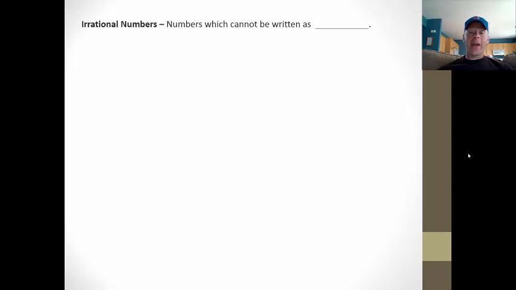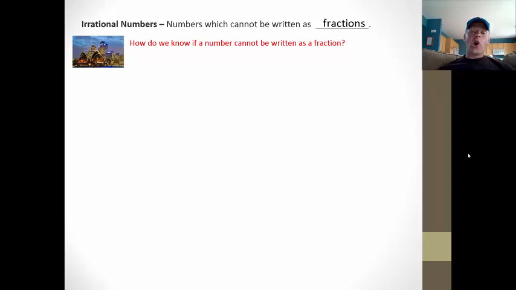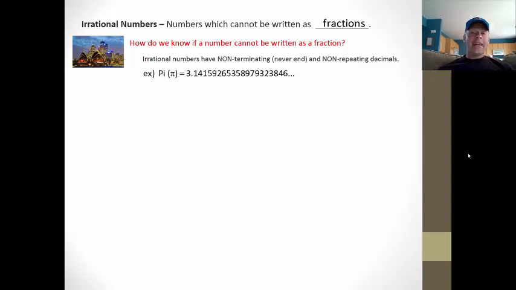Well, that's going to be our irrational numbers. These are numbers that cannot be written as fractions. So we know what kind of decimals and numbers can be written as fractions. So what kind of numbers cannot be written as a fraction? Well, any number that has a non-terminating decimal, meaning it never ends, and non-repeating, meaning we don't have that bar above. Any decimal like that is an irrational number. Pi is a very famous irrational number, 3.14159265 and so forth, on for a really long time, meaning forever.